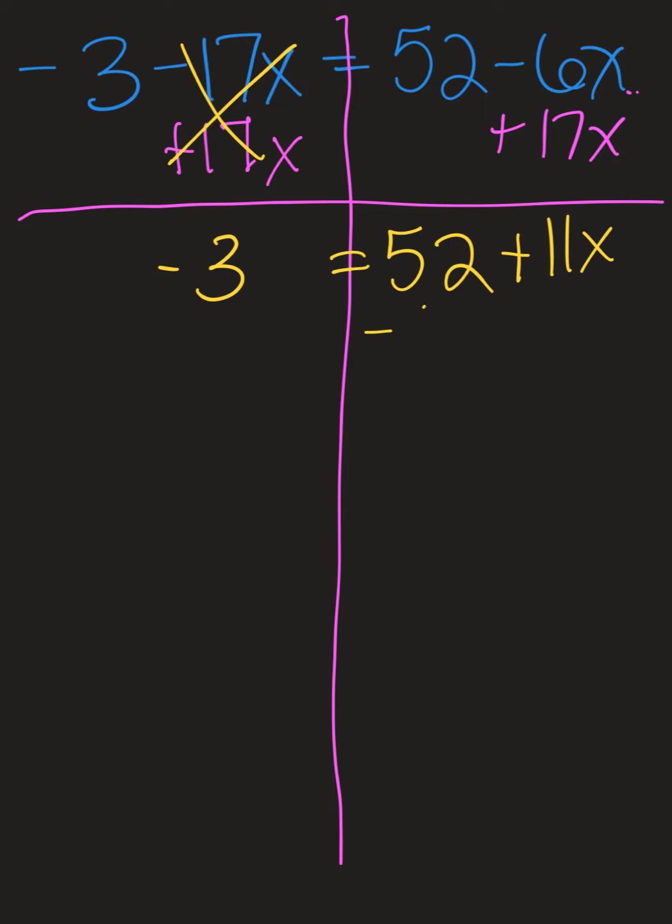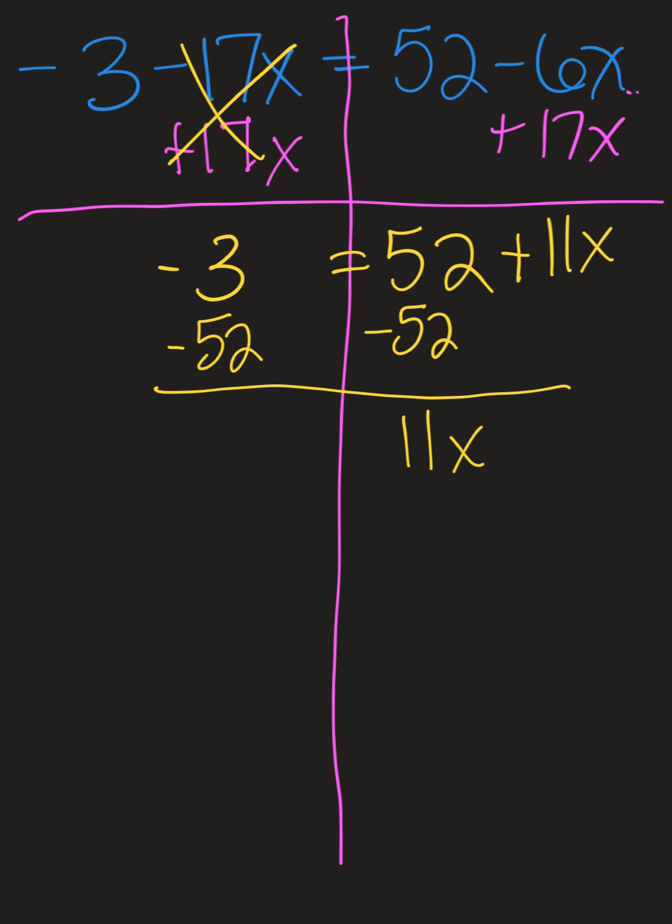I'm going to continue by subtracting 52 from both sides. I'm still going to end up with some negatives here, which is not ideal, but better than nothing. The positive and negative 52 cancel out. And since I have two negatives on the left, I add them together and get negative 55. I'm going to divide by 11 on both sides to get x completely alone.